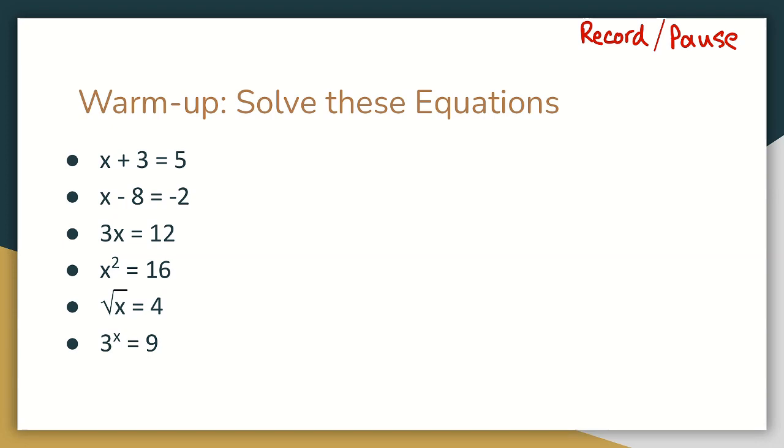Great. All right, so on the first problem, what do we need to do? Well, we're adding 3 to x, so we need to subtract 3. And when we subtract 3 from both sides, then the result is x equals 2.